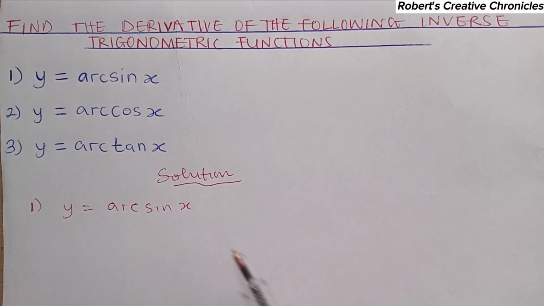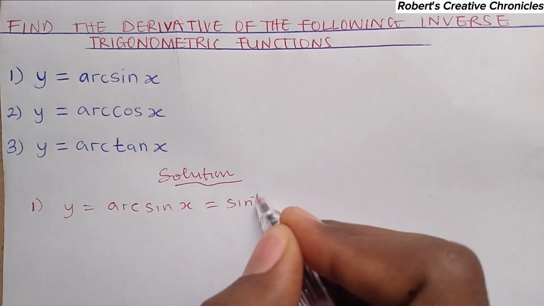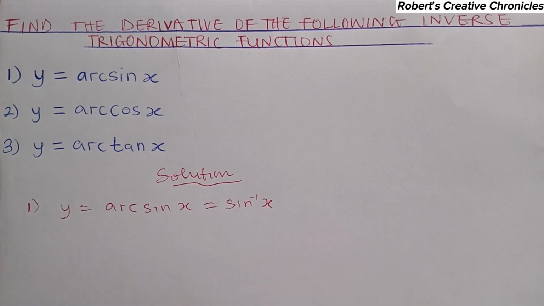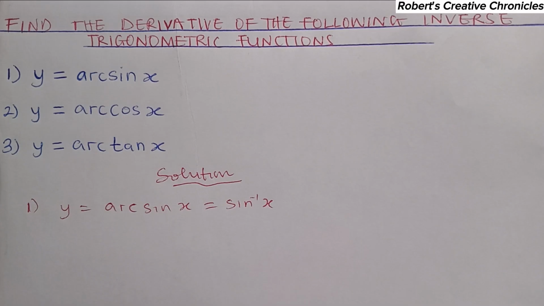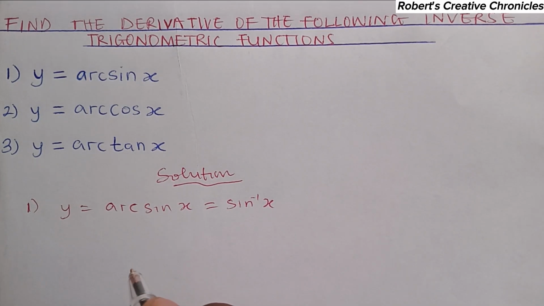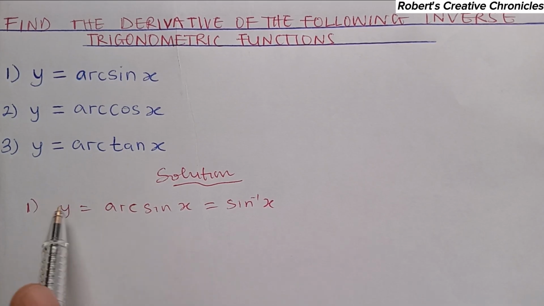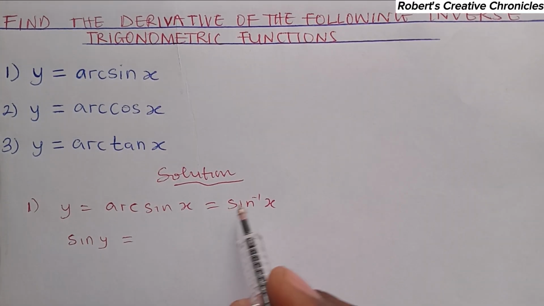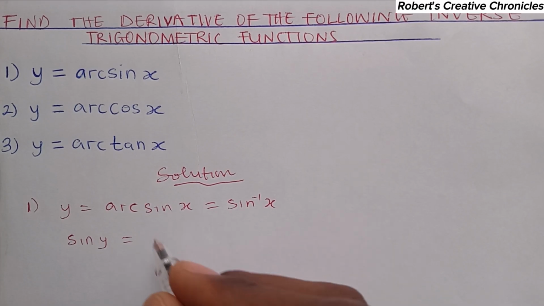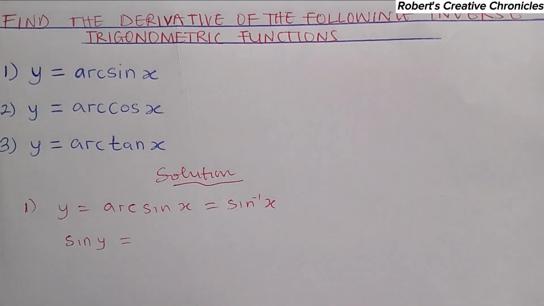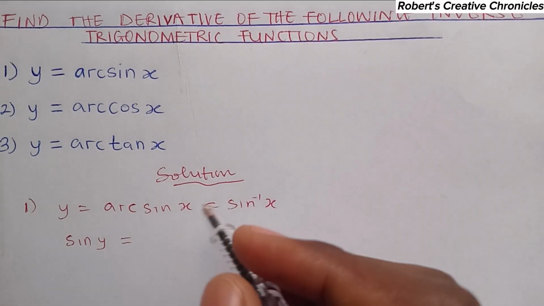This arc sine x means sine inverse x. This is the meaning of arc sine x. So now, to differentiate this function, we will multiply both sides by sine. If you multiply both sides of this equation by sine, it will become sine y. Sine inverse times sine is 1, so the sine and sine inverse will cancel each other, or that is this arc sine, so they will cancel to become x.